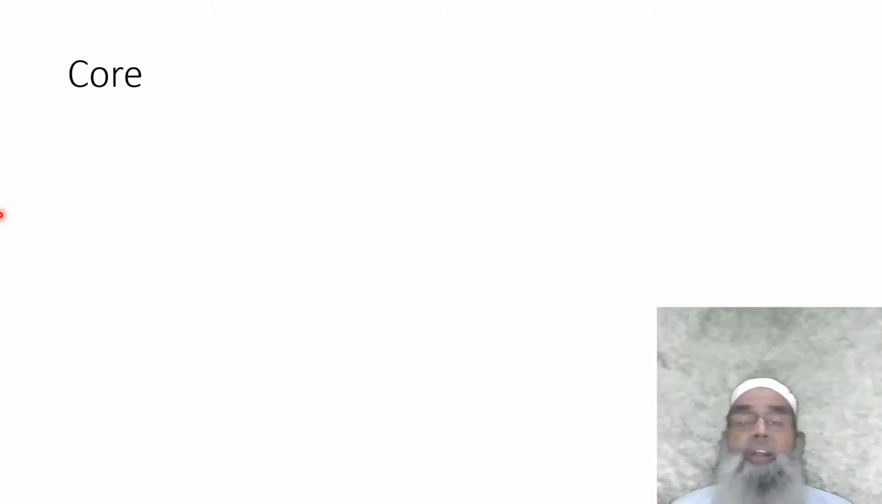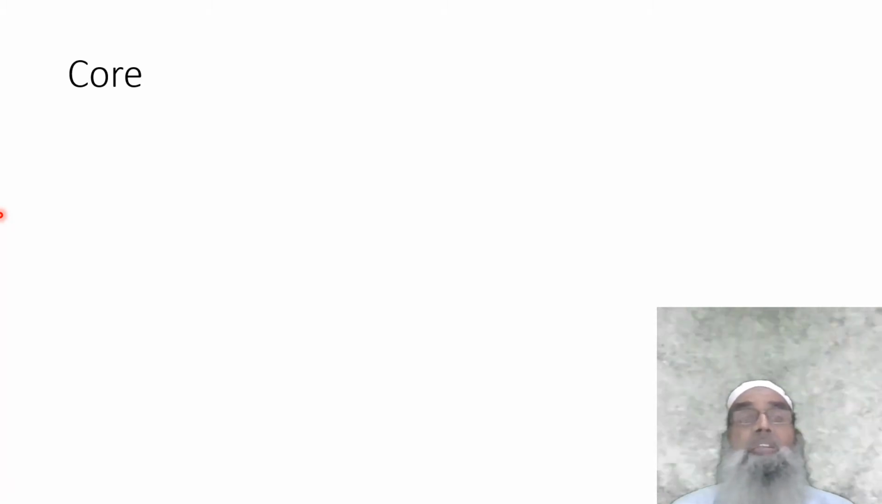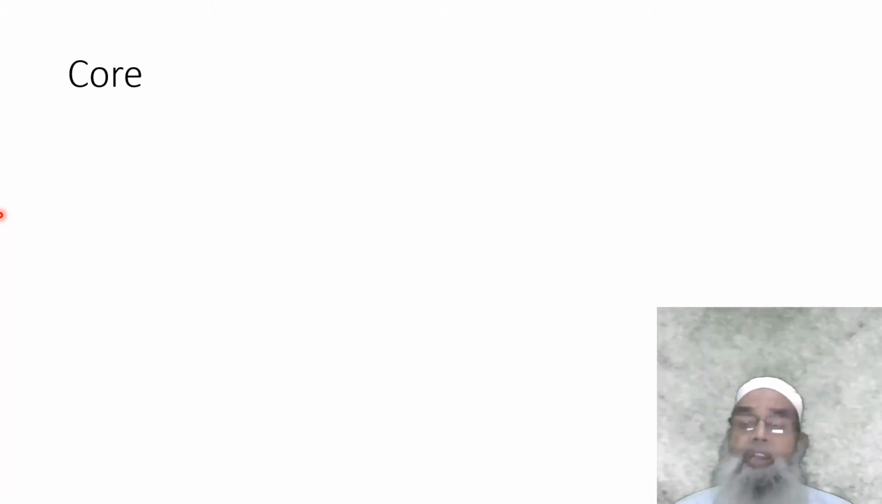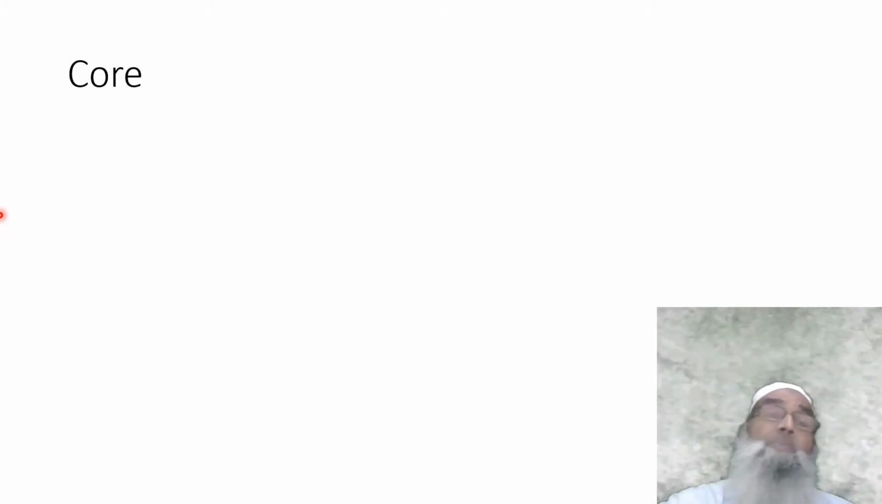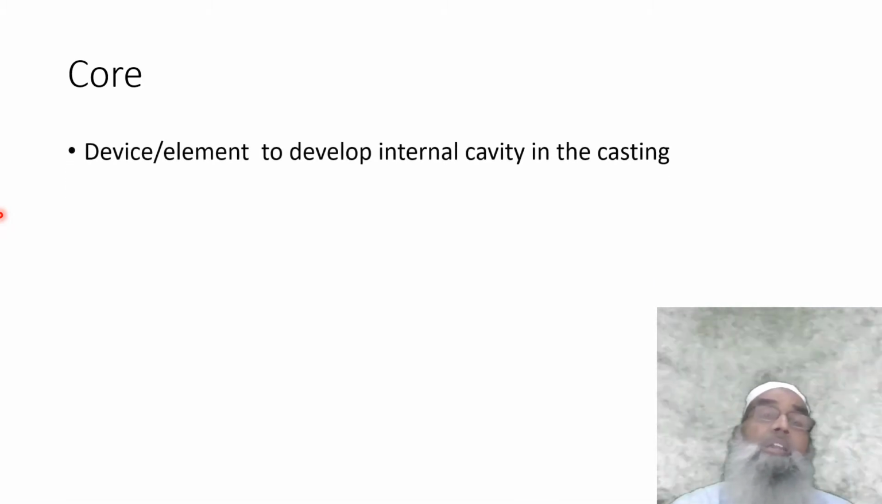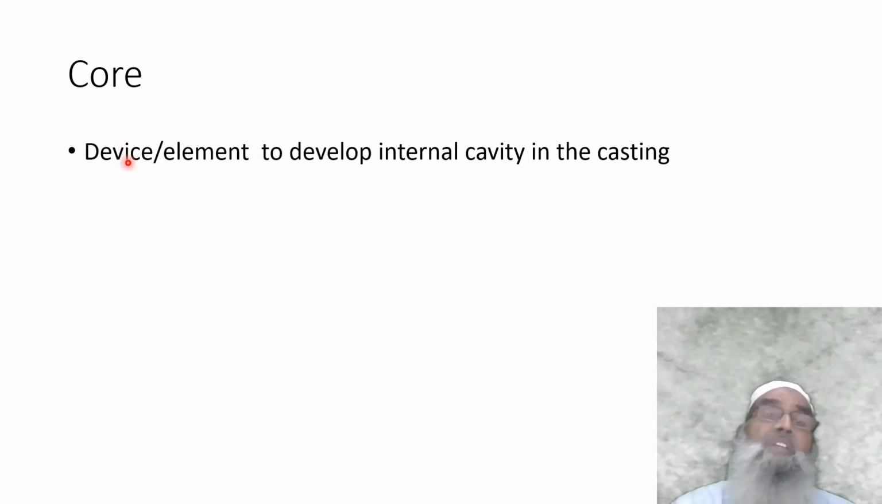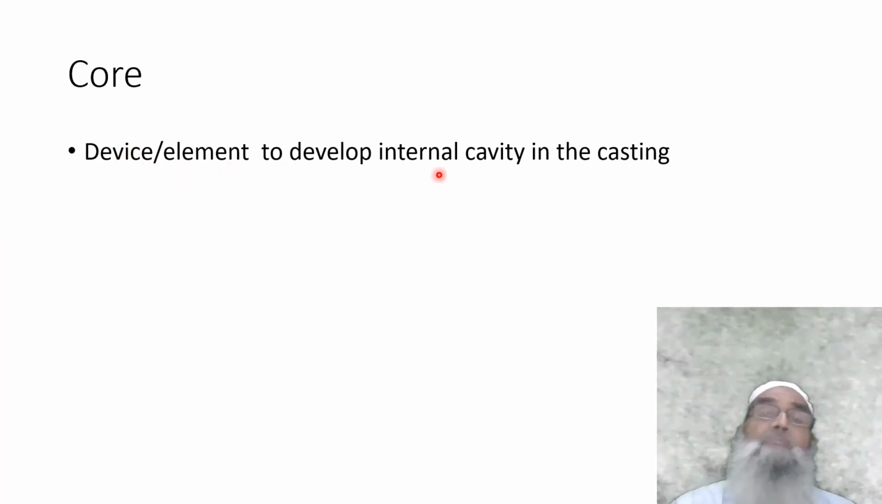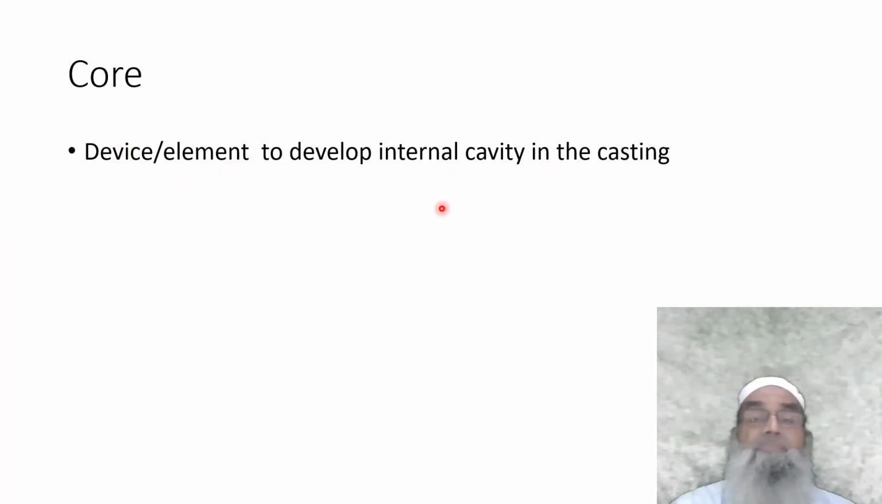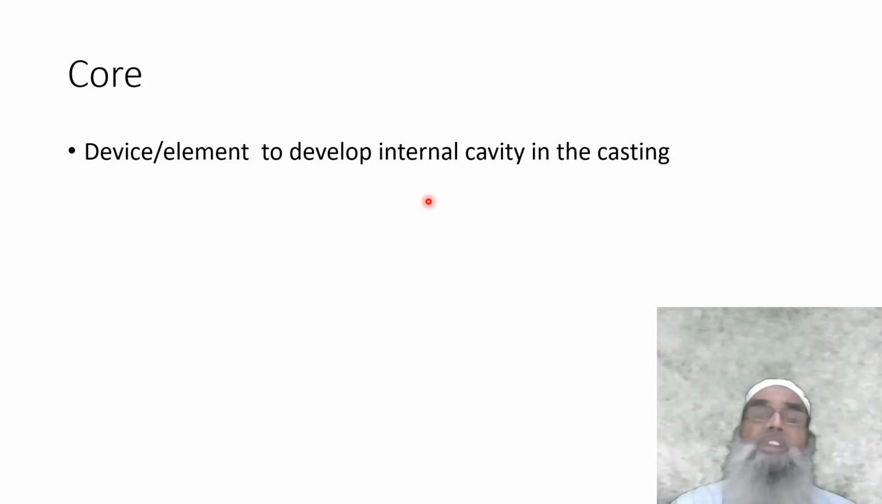Now, one of the important elements in molding is what we call the core. If some cavity is required, we need a core. This core is nothing but a device or element to develop an internal cavity in the cast, whether it is a hole or maybe a small cavity.